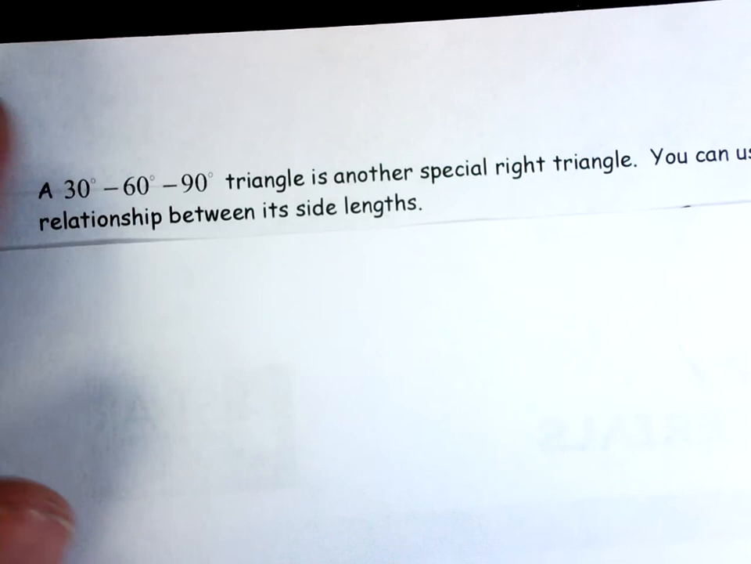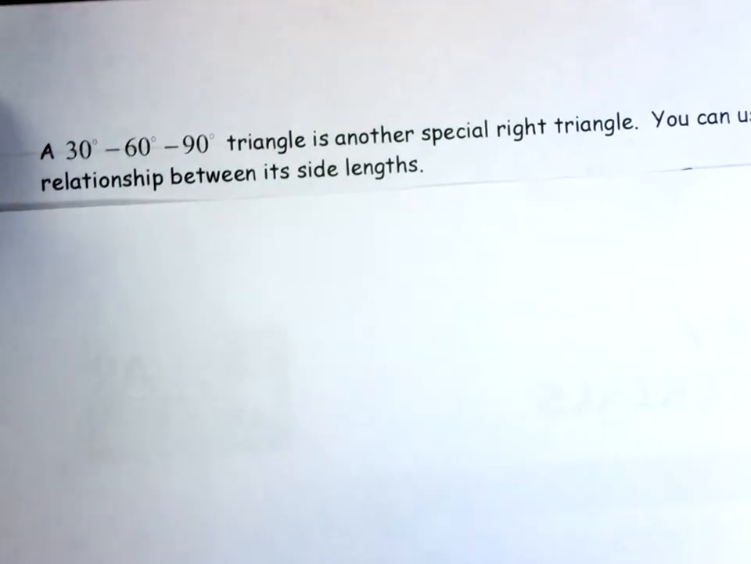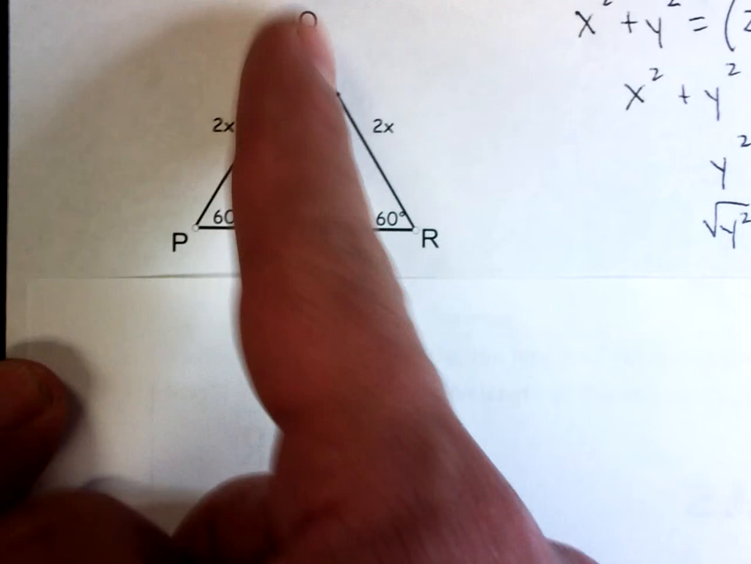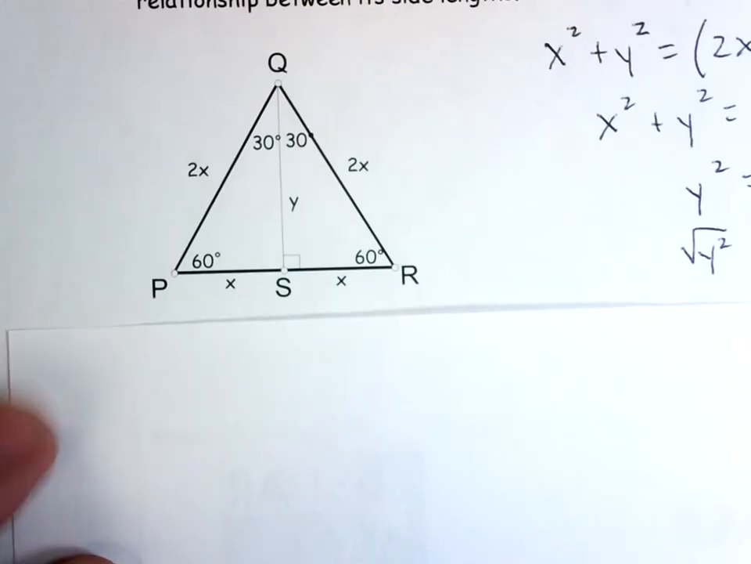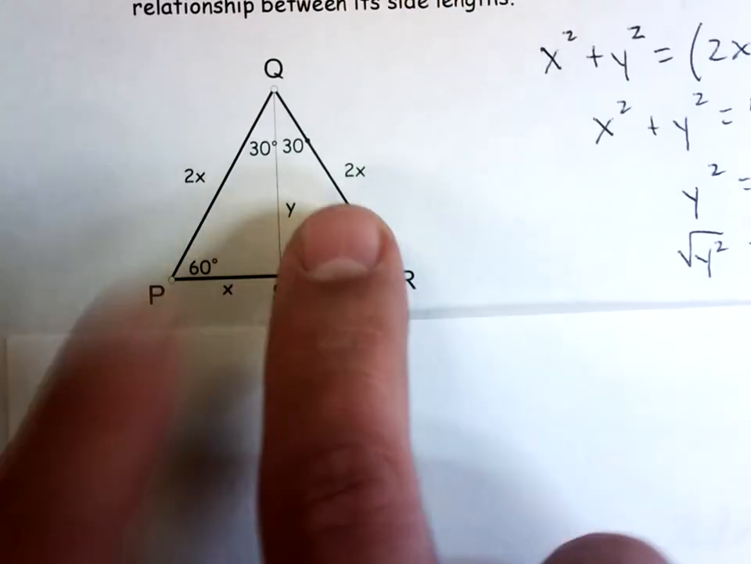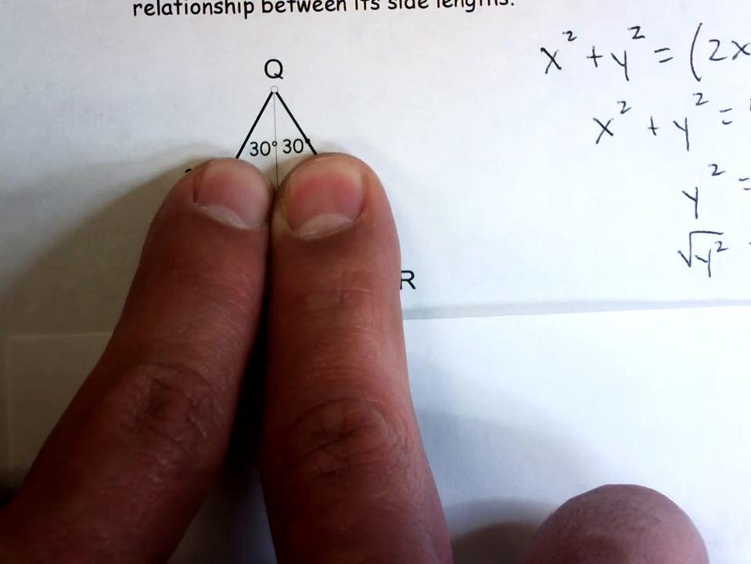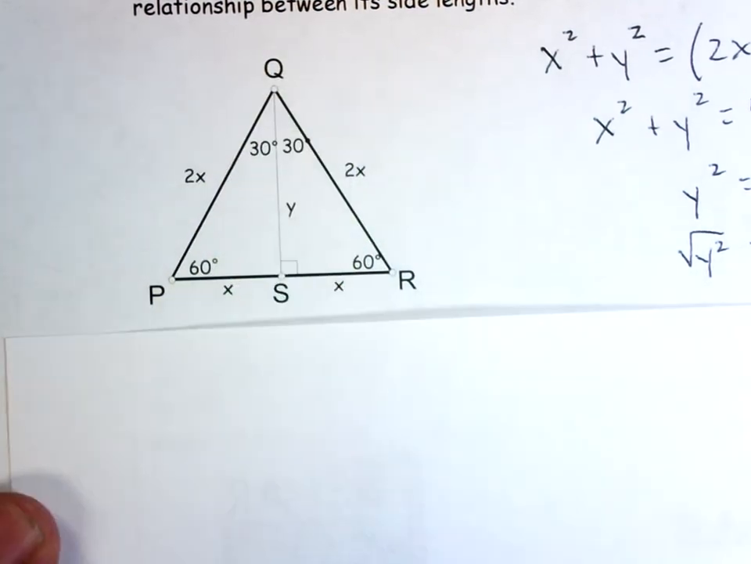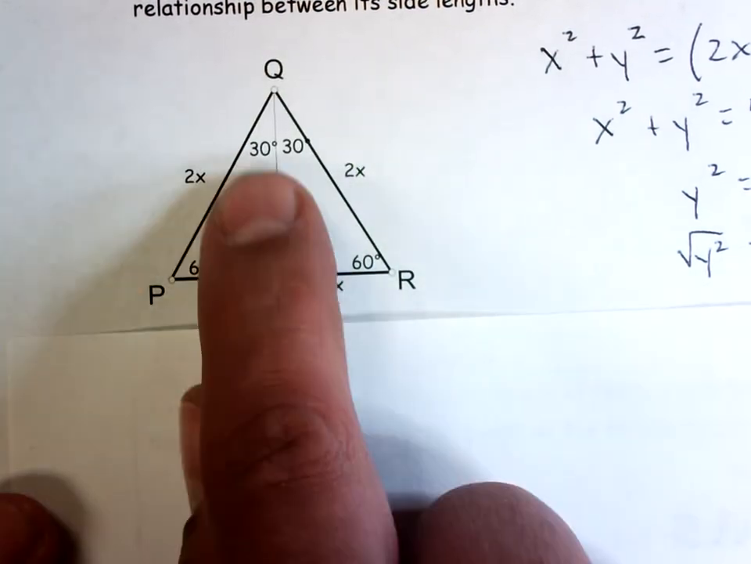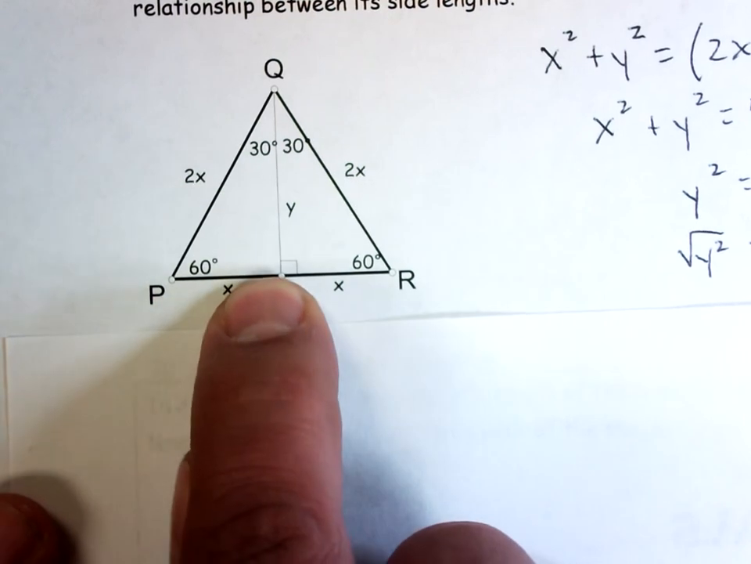Okay, similar with a 30, 60, 90 triangle. Now, if I start, instead of with a square, if I start with an equilateral triangle, and if it's equilateral, all my sides are the same, and all the angles are going to be 60 degrees. But then, if I draw in an altitude, and I cut that in half, that angle up here that was 60, we just cut it in half, so now it's equal to 30 degrees.